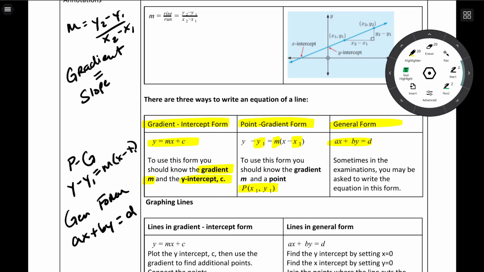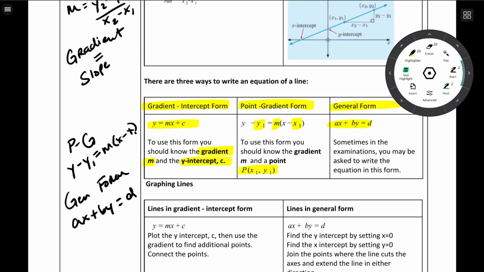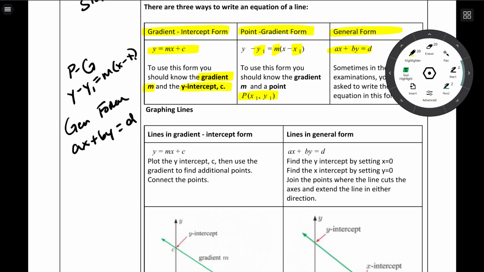And so now we're going to learn how to graph them based off of these. Lines in gradient intercept form, I remember how to do that, right? c is the y-intercept, so I plot that point on the y-axis, and then I do my rise over run to get to that point. I don't need to address that. But general form, how am I supposed to graph stuff with general form? Why is this even useful? Okay, here it is. Find the y-intercept by setting x equal to 0. Find the x-intercept by setting y equal to 0.